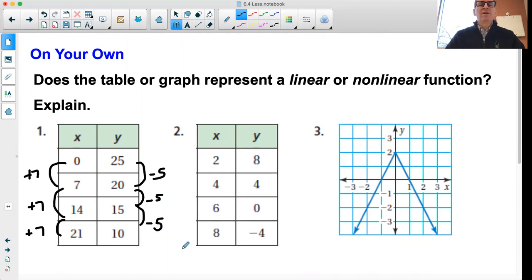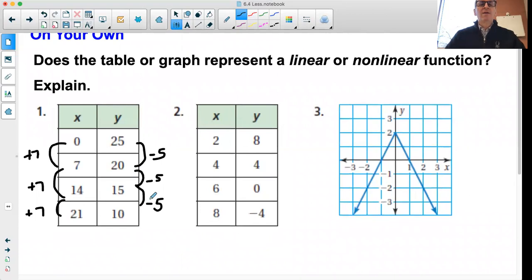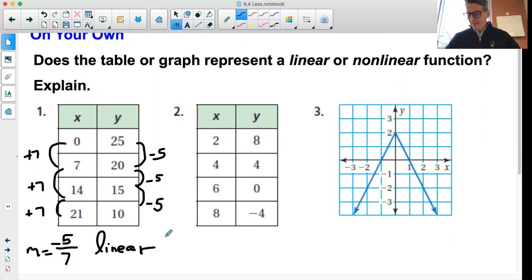So now you're asking the question, is it linear or not? This is a constant rate of change. If you had to find the slope, it would be -5 over +7. That's not part of the answer, but if you did have to see that, it would be -5 over 7. And this would be considered linear. Linear for number 1. So as x increases by 7, y decreases by 5.